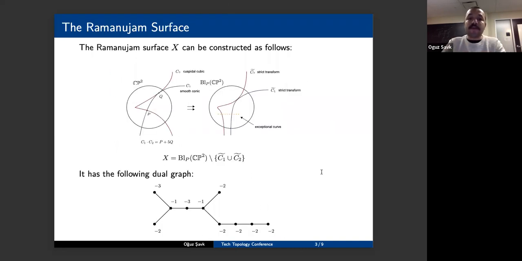One can construct the Ramanujan surface by looking at some line arrangements in the complex plane. Basically, it is a blow-up of the complex plane at the point P, and eventually one can find these dual graphs. If your homology planes are just integral homology planes, then you can just think of this dual graph as a plumbing graph.